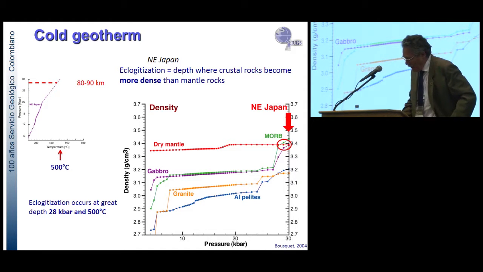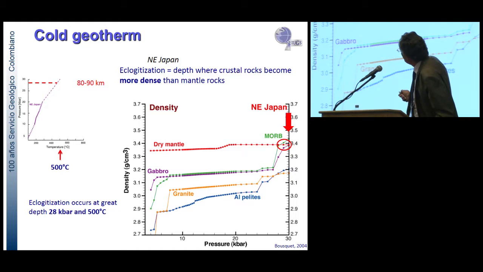And now these are the results for a cold geotherm as we find it in northeast Japan, or as it is published for northeast Japan.